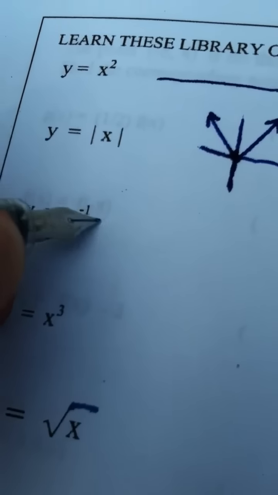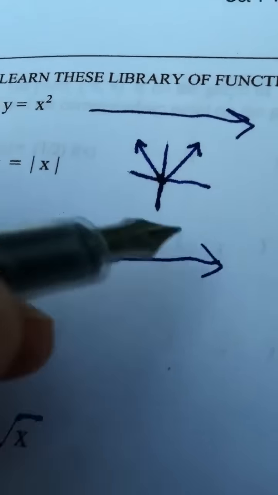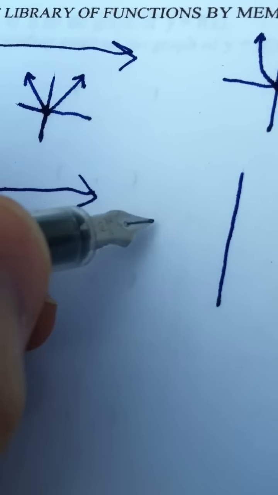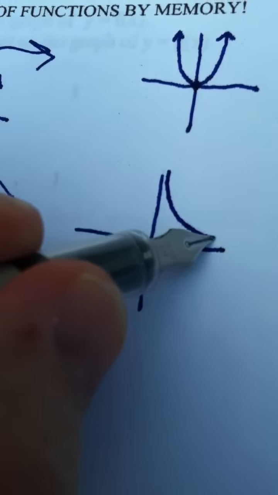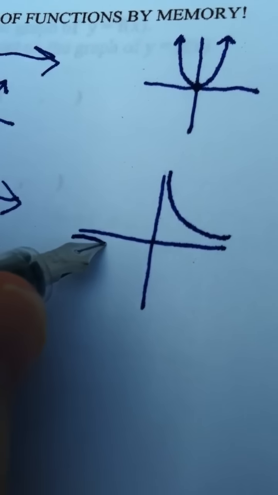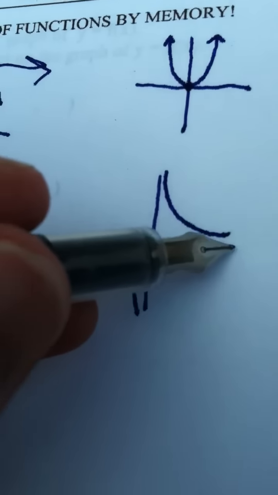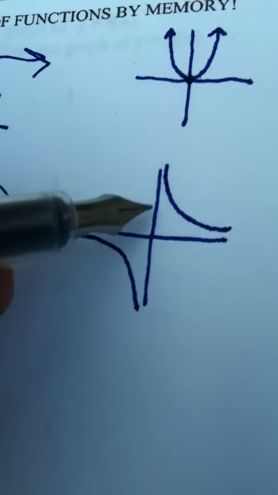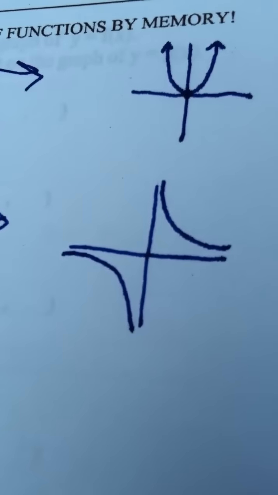Y equals x to the negative 1 is 1 over x. Now that is my reciprocal function. And we just graphed that in the previous example. We have a branch in quadrant 1. We have a branch in quadrant 3. It's symmetric with respect to the origin. And you have both a horizontal and a vertical asymptote, meaning this graph gets closer to the x-axis but never touches, and the same in regard to y.